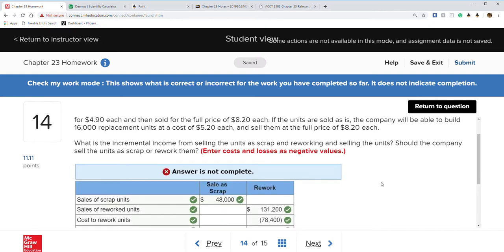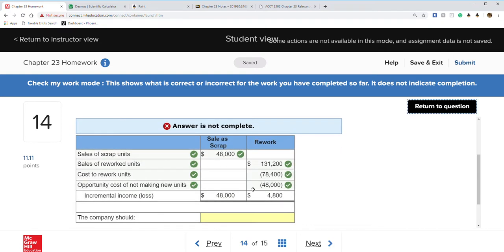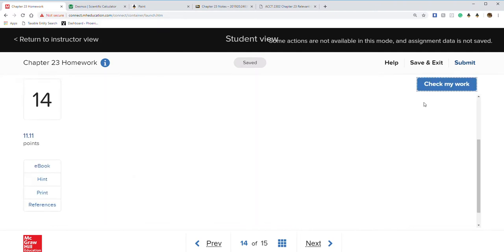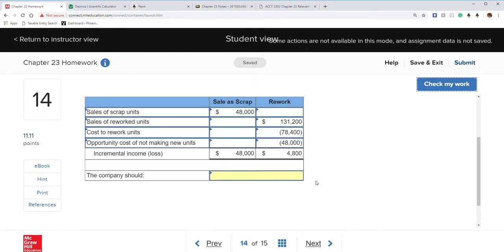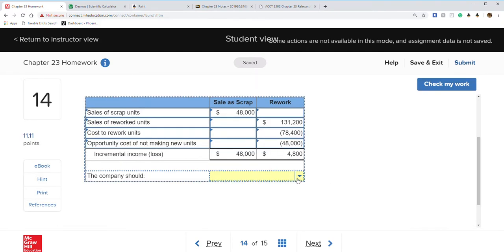And check to make sure we got math correct. Math is correct. Again, we were just lucky that the amount that we're going to sell it as is exactly the amount that ends up being the opportunity cost. So now, looks like we should sell as is. Again, odds are you're going to sell as is because it's always going to cost more to rework a defective unit.